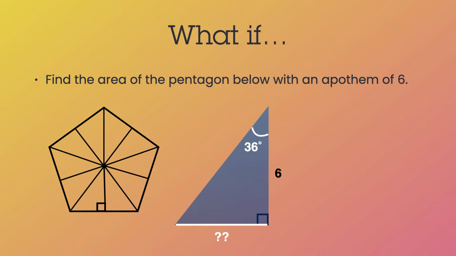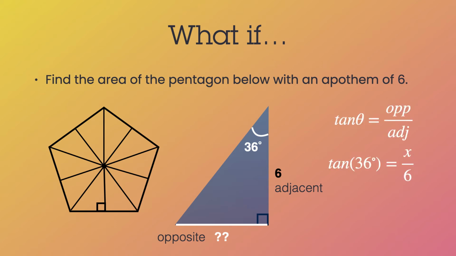So thinking back to trigonometry, we have our reference angle up at the top, that's 36. The side we're looking for is the opposite side. The side they gave us is the adjacent side, so we can use tangent. We'll fill in the things we know, 36 degrees for theta, x for our opposite side, and 6 for the adjacent, and then we'll just work on solving this.